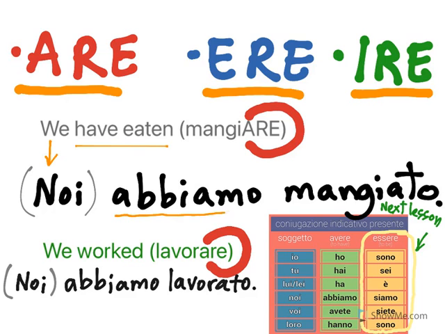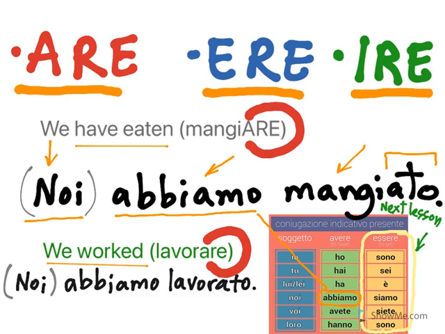So abbiamo, and you take this from the verb avere, right from here. Avere for noi, for we, the first person plural. Mangiato, you know that the participio passato of mangiare will end on ato. So you have here the subject, then the auxiliary verb or helper verb, and then the participio passato. We have eaten. In Italian it could be translated as we have eaten or we ate. Both would be correct.